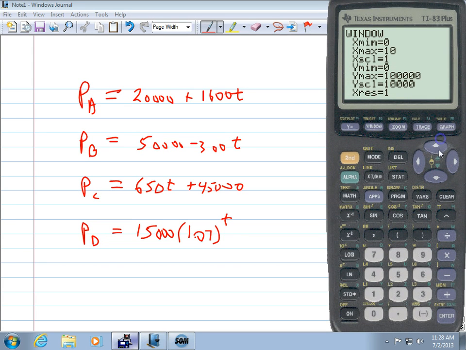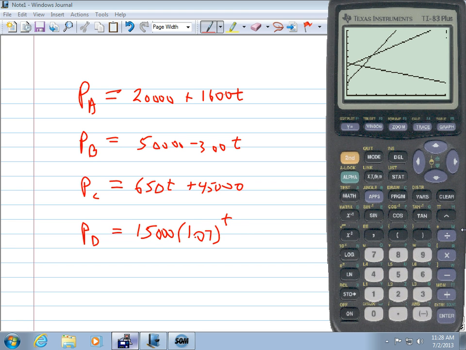Maybe 100 years. How about 100 years, from year 0 to year 100 in tick marks of 10? Let's see what that looks like. So there's town A, town B, town C, and then the exponential growth. There it is. You see how it's curving? It's not a line. So we're correct in our interpretation of the parameters of these functions, linear or not. That's what this section is about: interpreting the numbers, the 650, the 1,600, the 50,000, the 15,000. What does it mean, right?